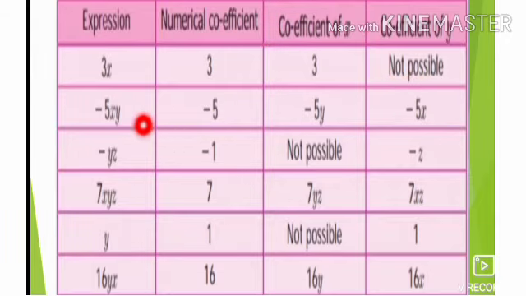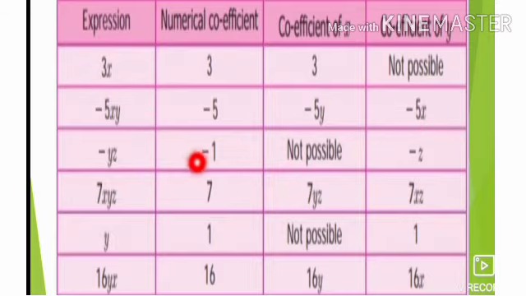And in the second expression, minus 5xy, the numerical coefficient, the numerical value in front of the product of variables xy, is minus 5. And here, coefficient of x. So coefficient of x is, keep x and the remaining minus 5 and y is said to be the coefficient of x. Coefficient of y. So here keep y and the remaining minus 5x is said to be the coefficient of y.